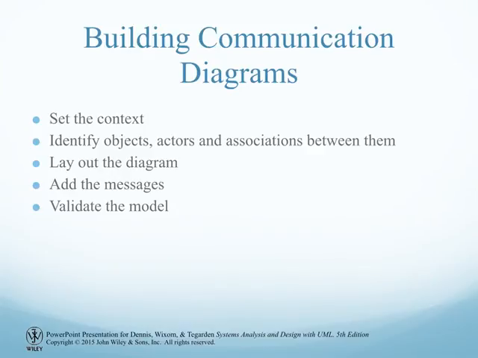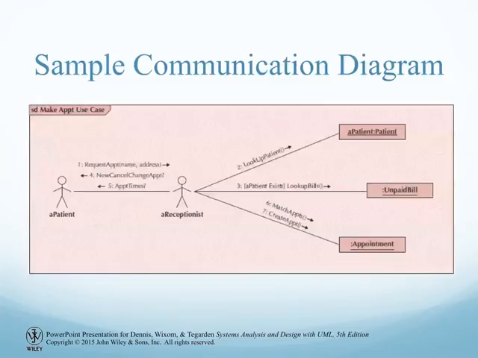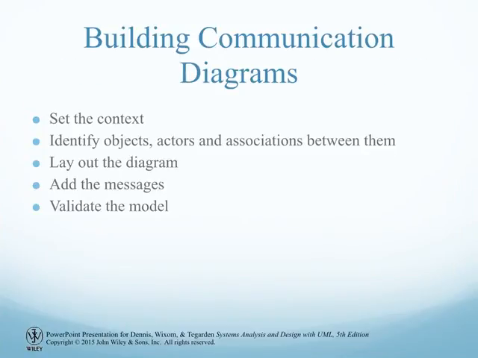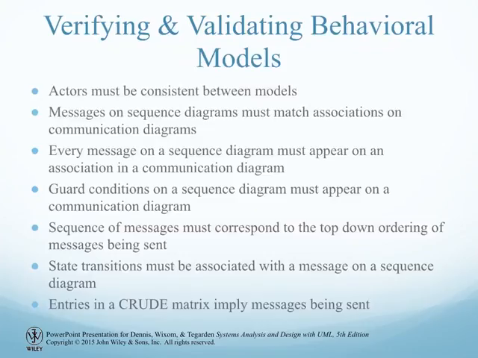So then once you have the diagram laid out, you're going to add the messages back in. So if we look up here again, once you have it laid out, once you have the actors and the objects, and you have the associations, then you put the messages themselves on top of those. And then finally, you want to validate the model, like I was saying before. And so speaking of validating, let's talk about how you validate behavioral models.